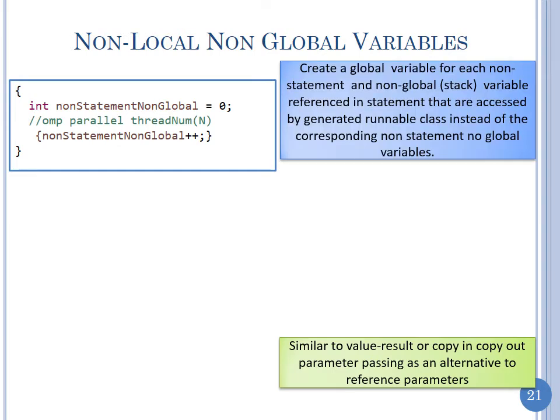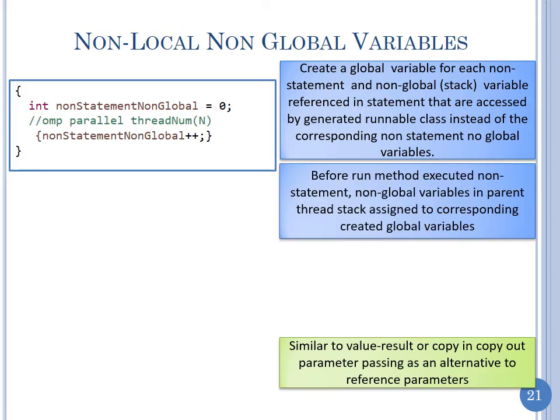So what we'll do is, for each non-statement and non-global variable that is accessed by the parallelized attributed statement, we'll create a global variable. Before we execute the parallelized statement, we'll copy the non-statement, non-global variable into this global variable. We will take that parallelized statement and replace all occurrences of these non-statement, non-global variables with the global variables. Okay, so they reference the global variables now. And then we'll execute the method in parallel.